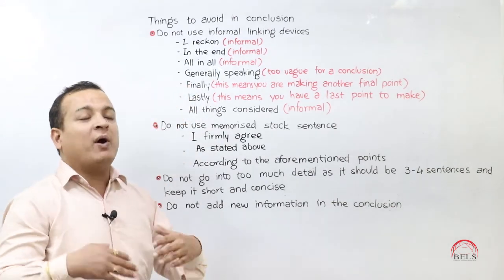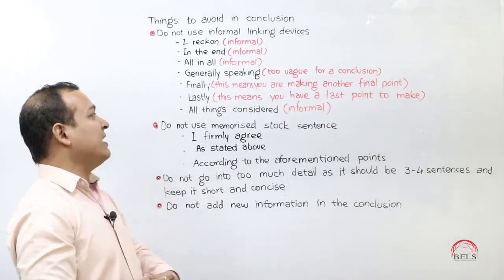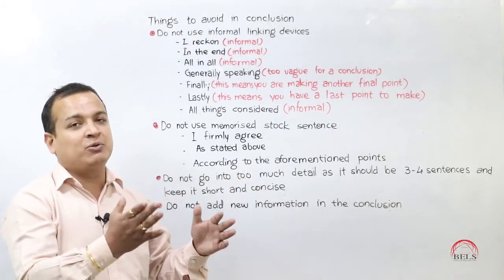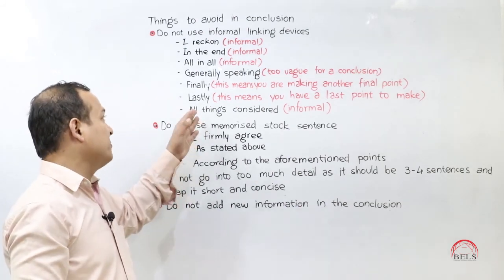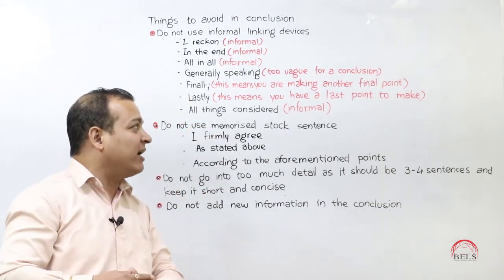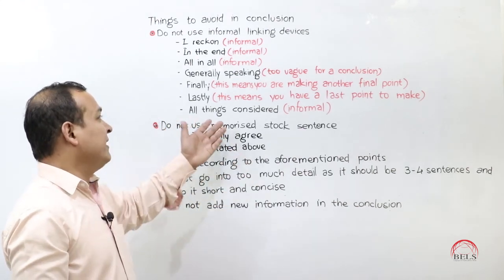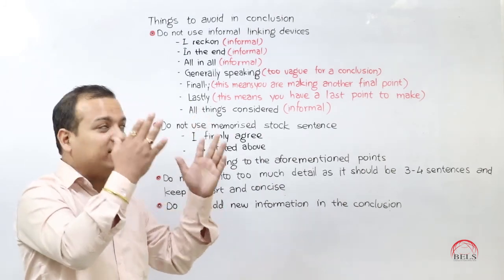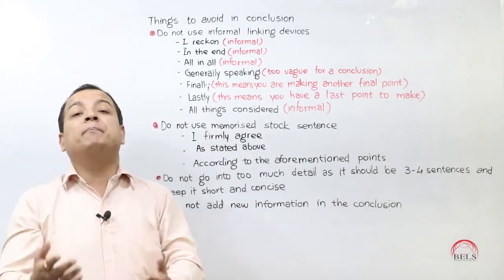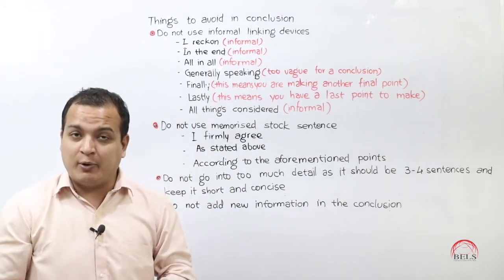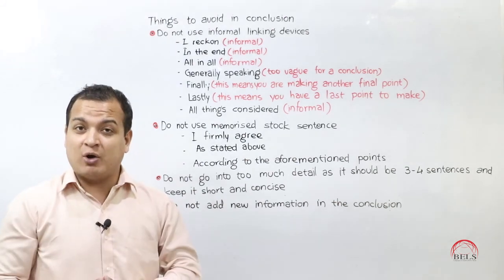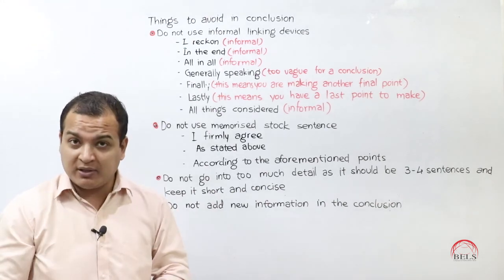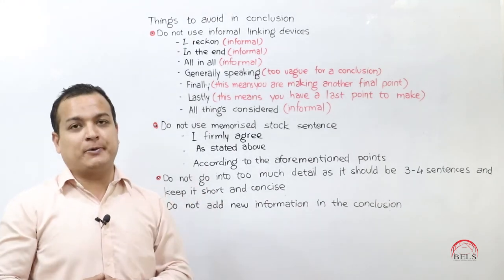Then "finally." When you use the word finally, it shows that you are making another final point. So it can be in the third paragraph, but do not write it in the conclusion part. "Lastly" means you have a last point to make again. Then "all things considered" is again an informal phrase. So try to avoid these words. Rather than this, you can simply use "to recapitulate," comma, "to elucidate," comma, or "in conclusion," or "to conclude with." These are the good words which you can use.